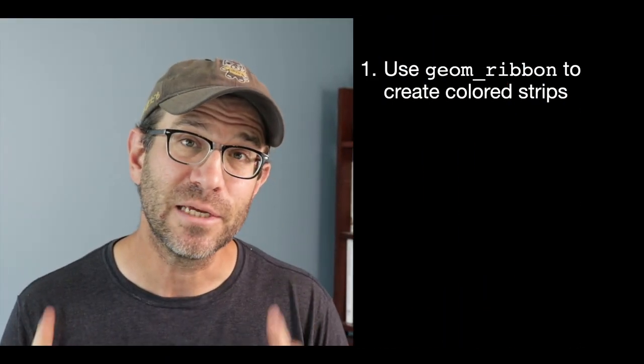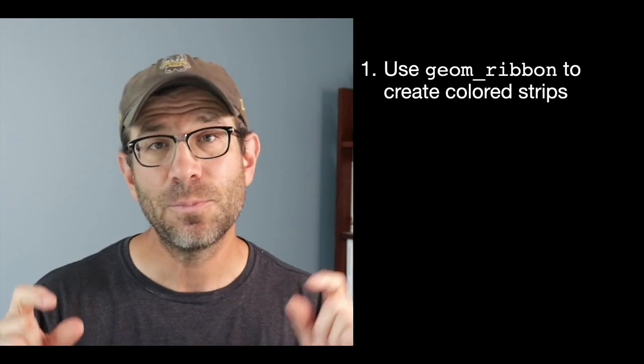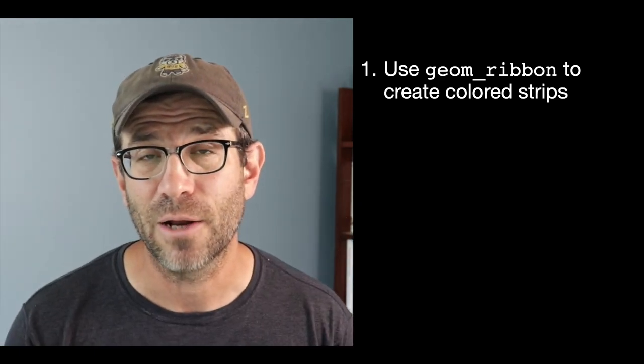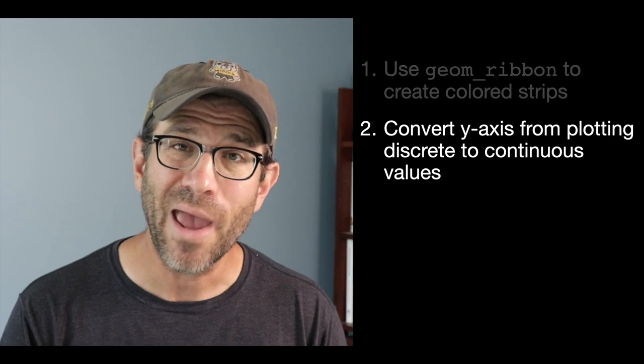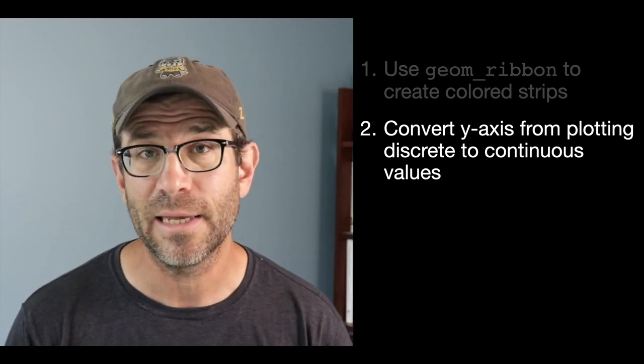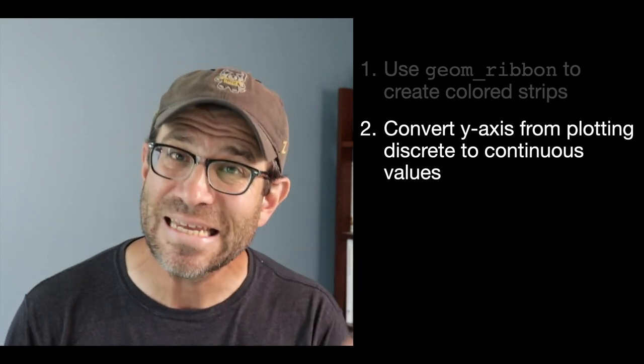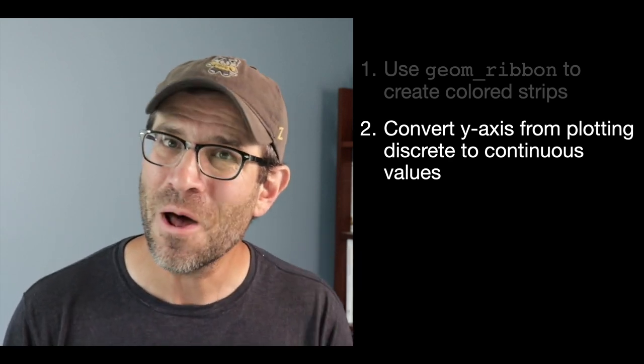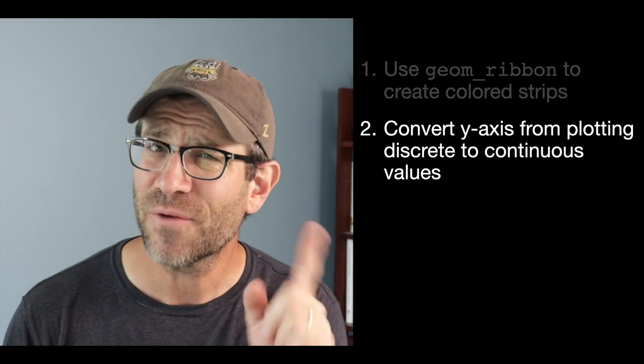So what's the strategy we're going to use to pull this off? We are going to use a geom ribbon to pull off that alternating colored background. Something else that we'll have to do along the way is that we'll have to convert our y-axis from being discrete, right, labeled by each of these countries, to actually a continuous variable, but we still want to be able to keep our country names there. So we'll have to figure out how to do that.